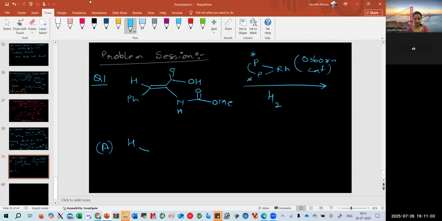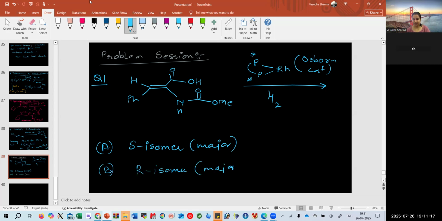Now, first question that we have in hand is whether it is going to give you option A, S isomer as major product, option B, R isomer as major product, C is racemic mixture. So this we have already explained in detail. Why am I giving this question again? That you need to again follow it up and try to solve on your own.